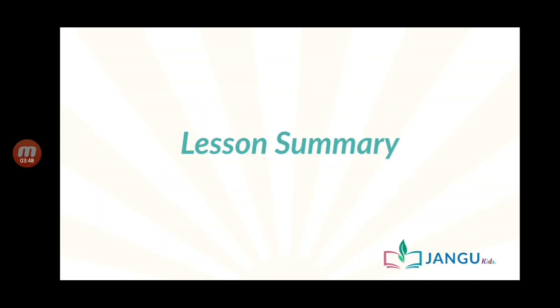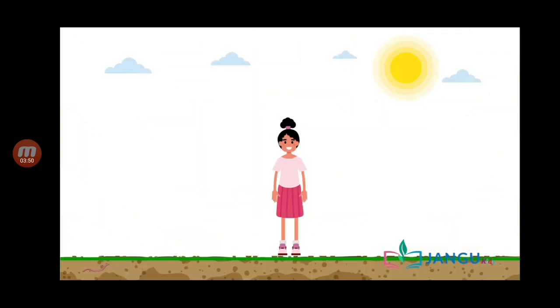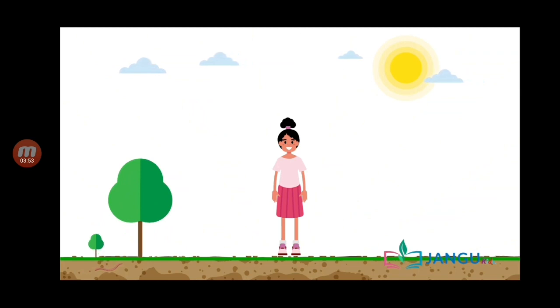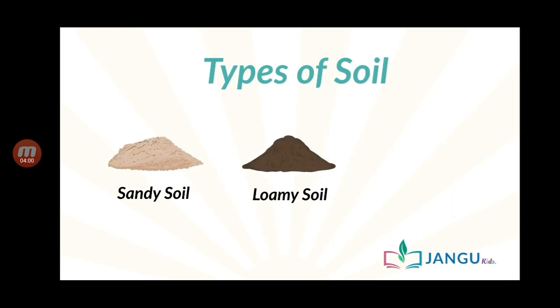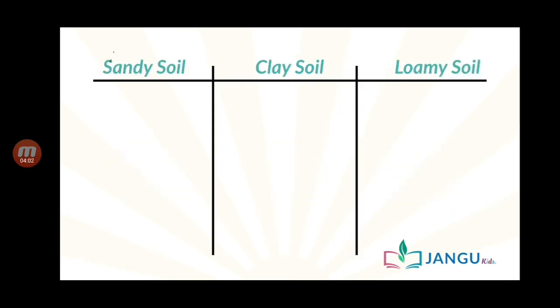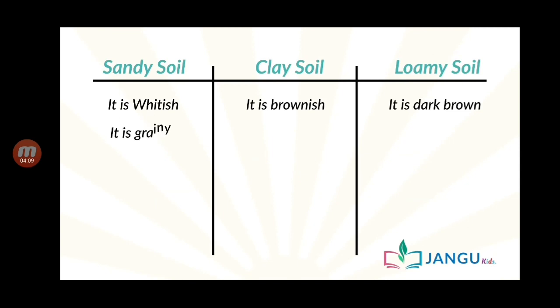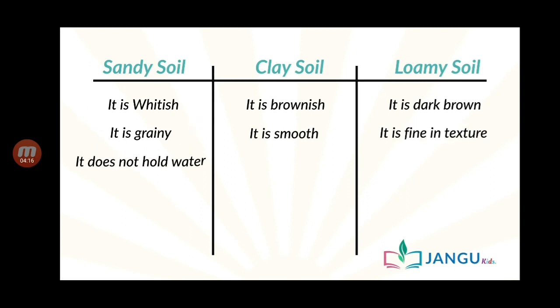Let's go over the lesson quickly. Soil is the topmost layer of the Earth's crust that plants grow in. There are three major types of soil. They are sandy soil, loamy soil, and clay soil. Sandy soil is whitish. Clay is brownish, and loamy soil is dark brown. Sandy soil is grainy, clay soil is smooth, and loamy soil is fine in texture. Sandy soil does not hold water. Clay soil holds much water, and loamy soil holds some water.